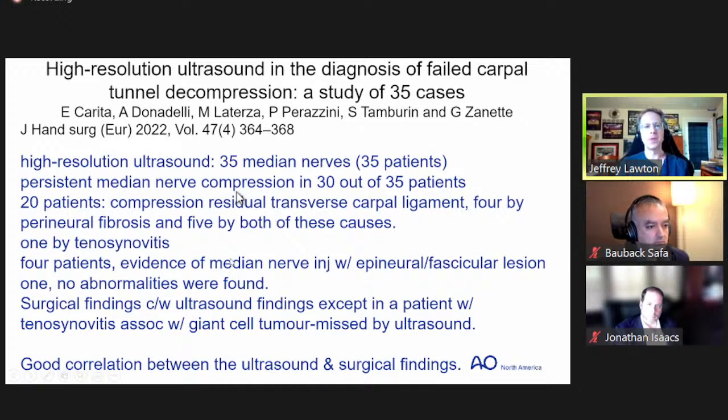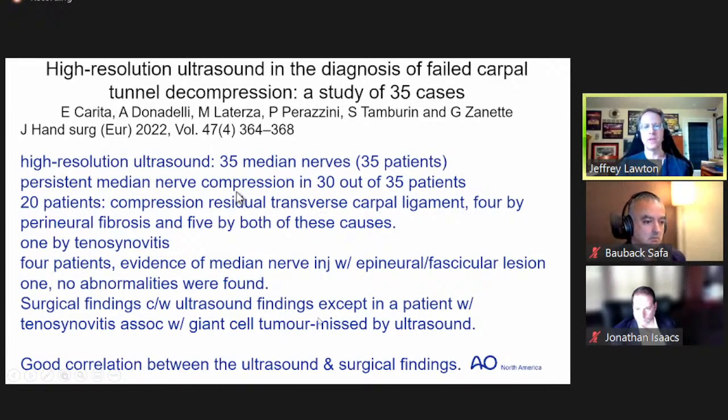There was an interesting paper sort of along this line, looking at 35 ultrasounds after 35 failed carpal tunnel releases. They found persistent median nerve compression in 30 out of the 35. This is in the European Journal of Hand Surgery. In 20 of those patients, the compression came from residual transverse carpal ligament. In 4 more, perineural fibrosis, and 5 of these had both of them as causes. 1 had tenosynovitis. 4 patients of the 35 actually had evidence of median nerve injury. In 1 of the 35, no abnormalities were found.